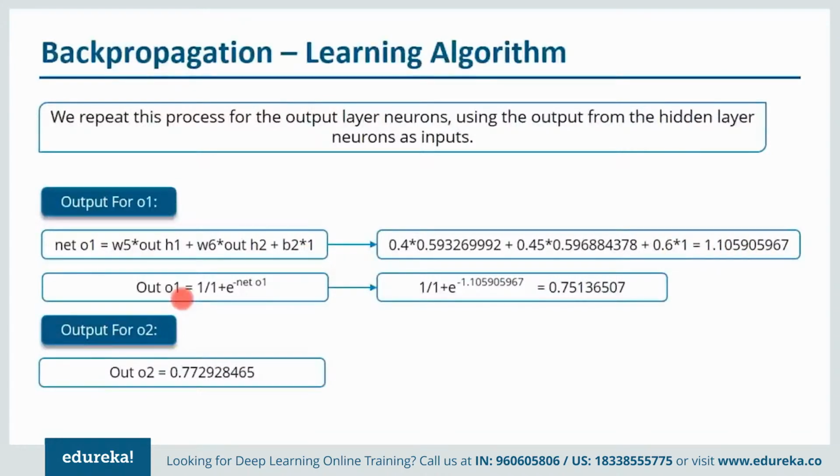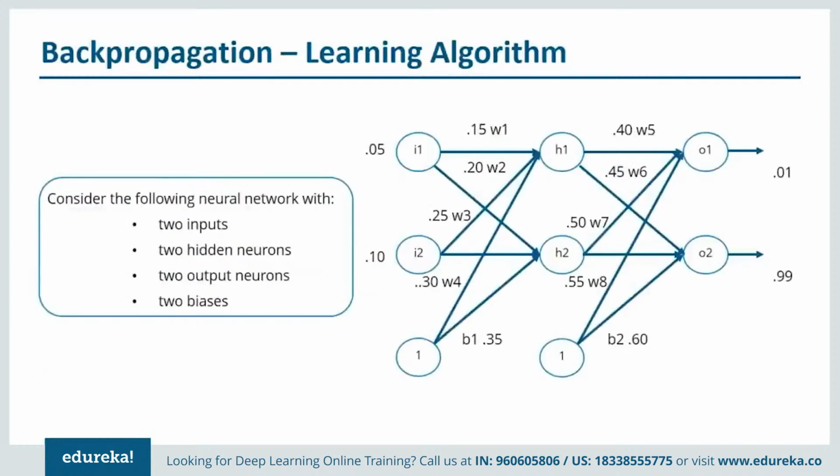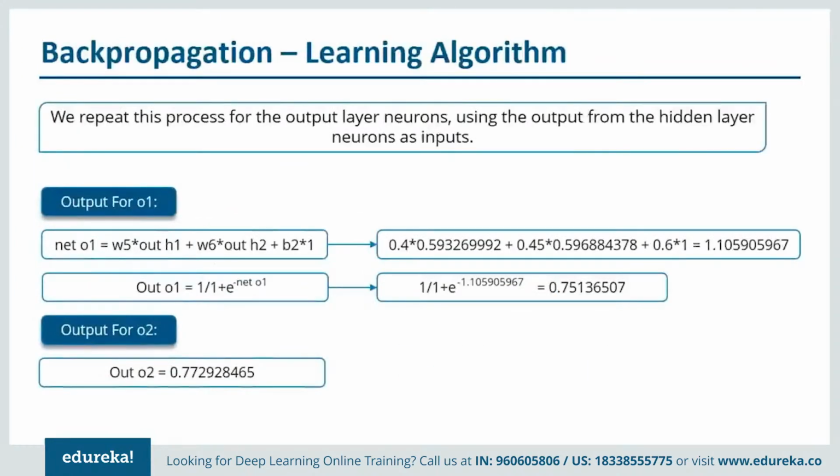And then the net output for out O1 will be, after the activation function, 0.751. Similarly, the output for O2 will be 0.77. Now, if you notice, this is not the desired output. Our desired output was 0.01 and 0.99. What we got instead, we got 0.75 and 0.77. So what we need to do, we need to update the weight.